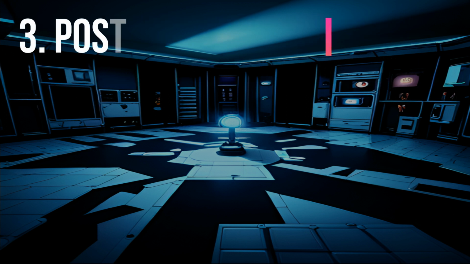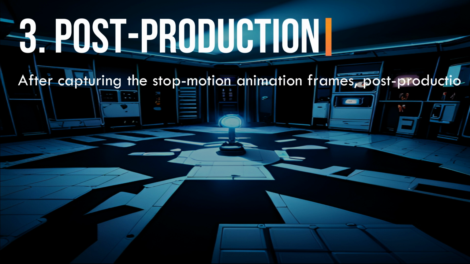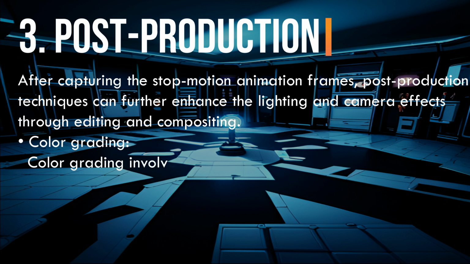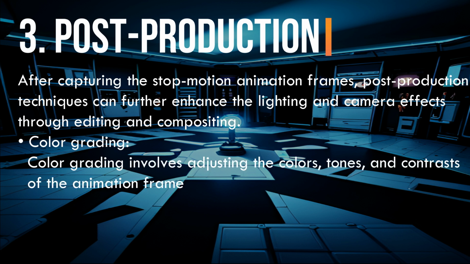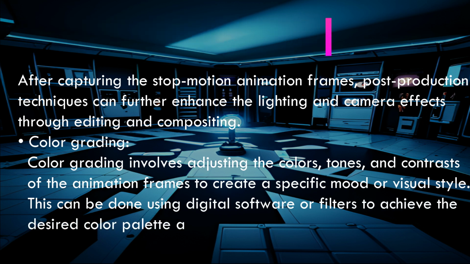3. Post-production. After capturing the stop-motion animation frames, post-production techniques can further enhance the lighting and camera effects through editing and compositing. Color grading. Color grading involves adjusting the colors, tones, and contrasts of the animation frames to create a specific mood or visual style. This can be done using digital software or filters to achieve the desired color palette and look.